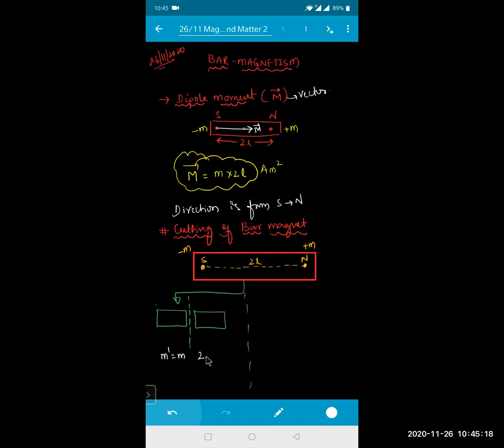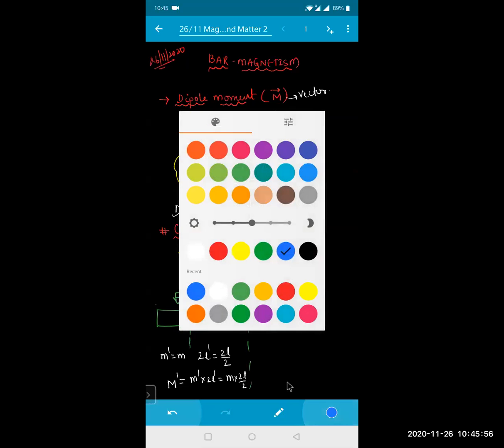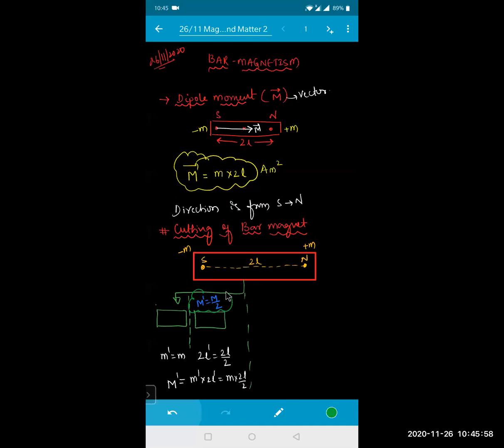And then the new length will become how much? The new length 2L dash becomes 2L by 2. So the new magnetic moment, M dash, will become how much? Can anyone tell me? M dash is equal to m dash into 2L dash, and that will become m into 2L divided by 2. So M dash will be equal to M by 2.